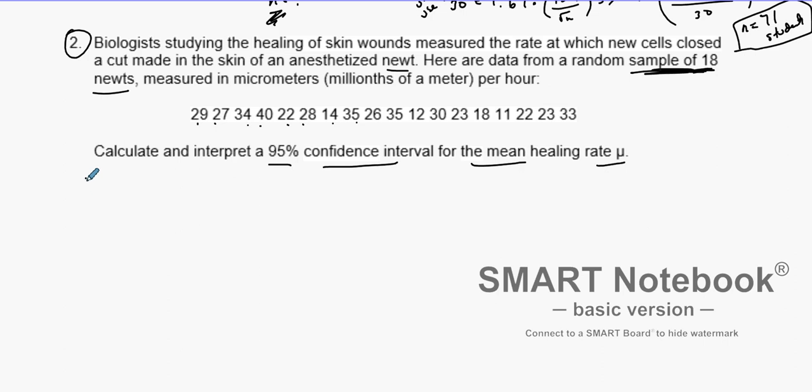So here we go. The first step is we're going to state what we're looking for. Well, what are we looking for? That is the true mean healing rate.